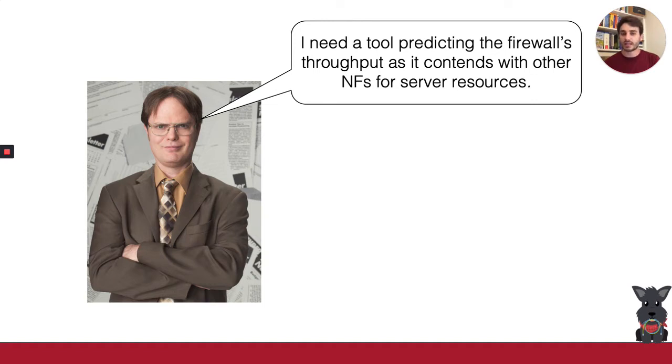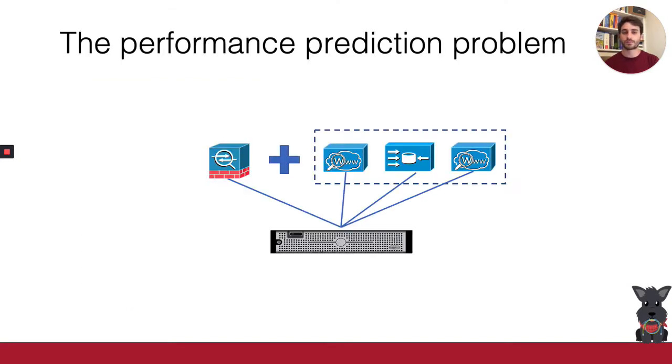What Dwight really needs is a tool to predict the expected throughput of his firewall for each co-location scenario, without actually having to deploy it beforehand. If anything, he knows that such a tool will be useful when he is in charge of bigger clusters with hundreds of servers and hundreds of combinations of co-running NFs.